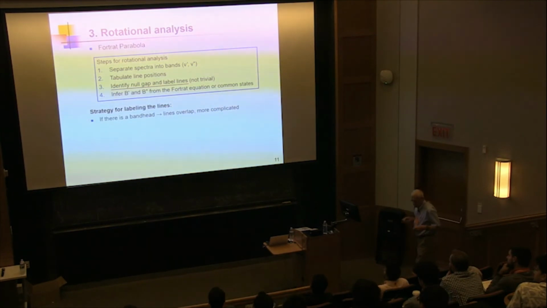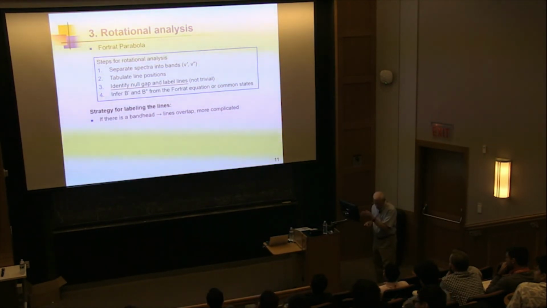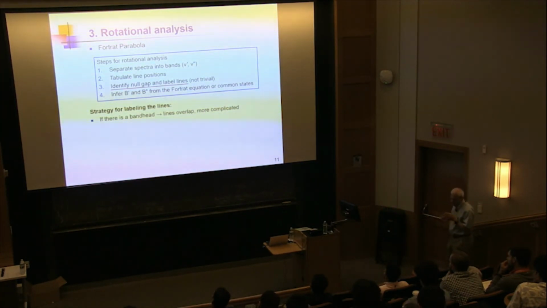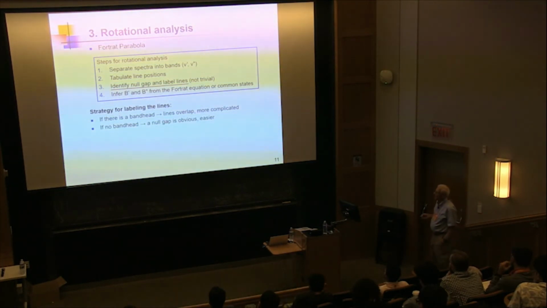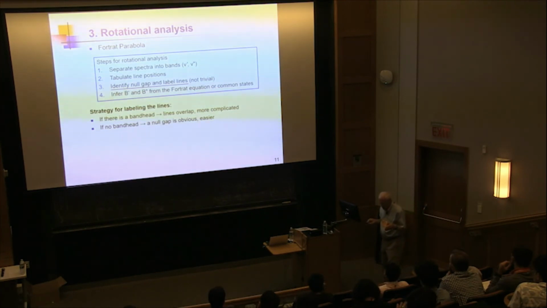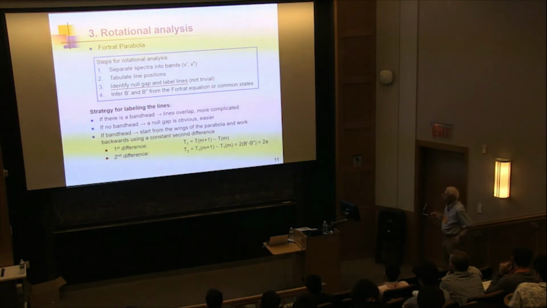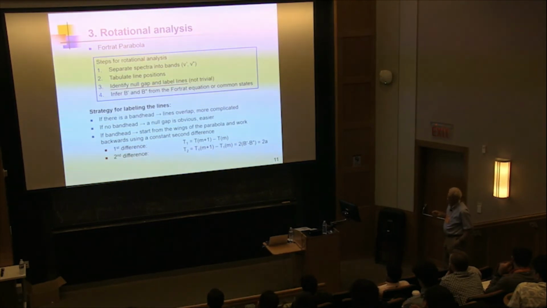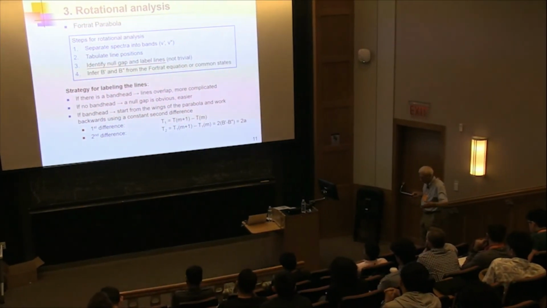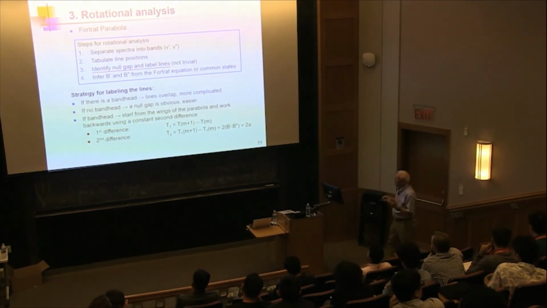And so if you see a band head, you'll know what's happening. You'll see a distinct sink place, but you won't know what J is. If there's no band head, you'll see a null gap. That means you determine this vibrational frequency. So it all depends upon whether you see a band head. If you see a band head, which is common, you start from the wings, which is where the spacing is big, and you work your way back in. I'll show you just quickly how you do this.